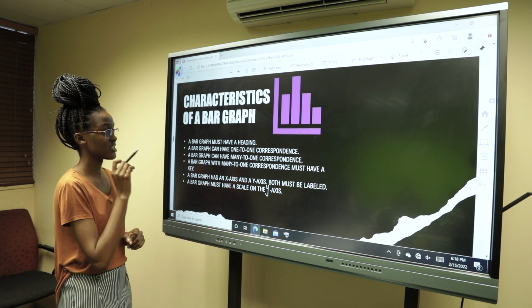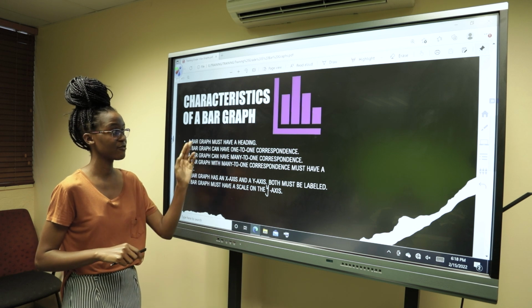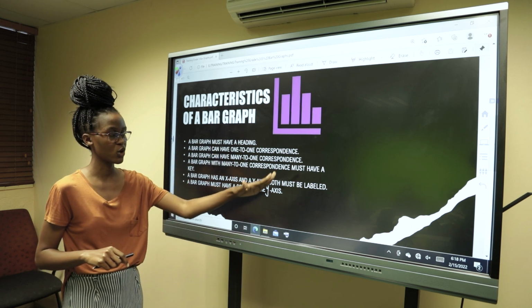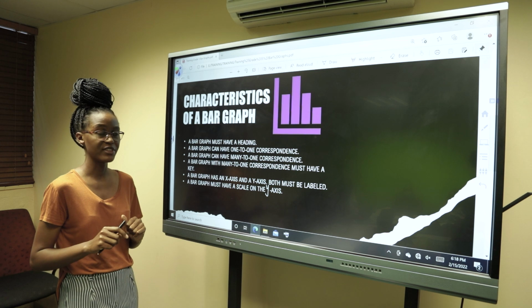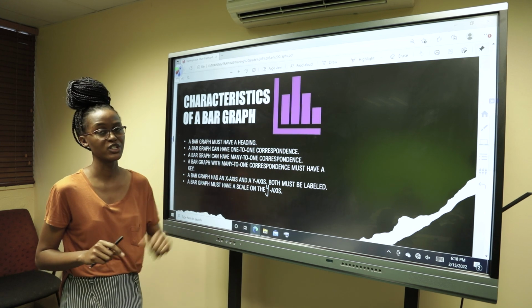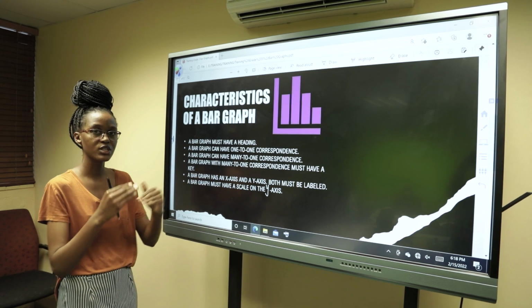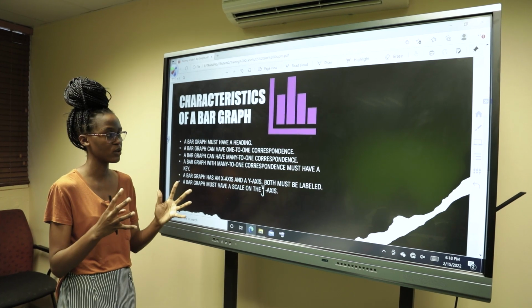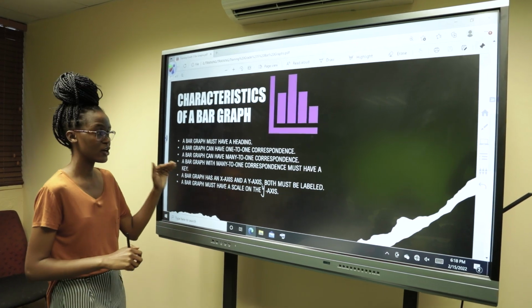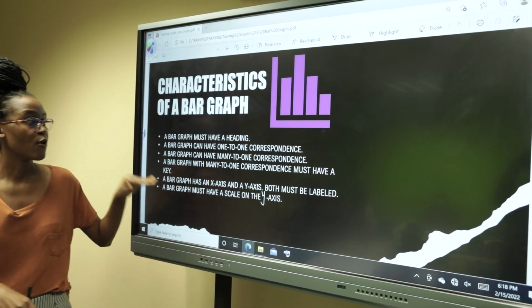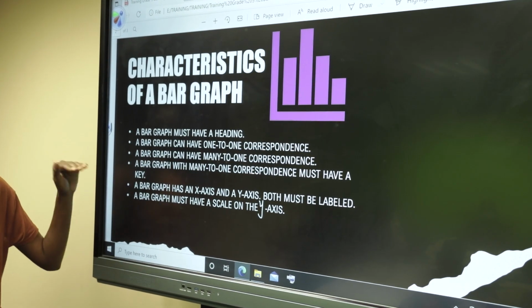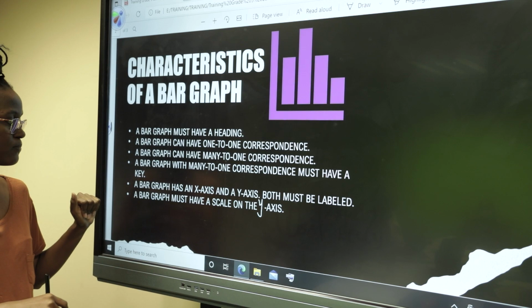The learners must also understand that they can have a bar graph that has one-to-one correspondence and a bar graph that has many-to-one correspondence. To illustrate the difference, use different types of bar graphs to show them the difference. The learners must also know that for many-to-one correspondence, the bar graph must have a key.